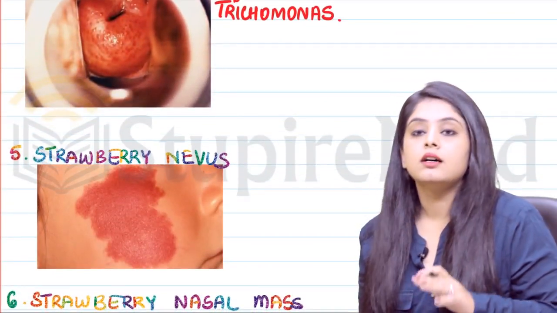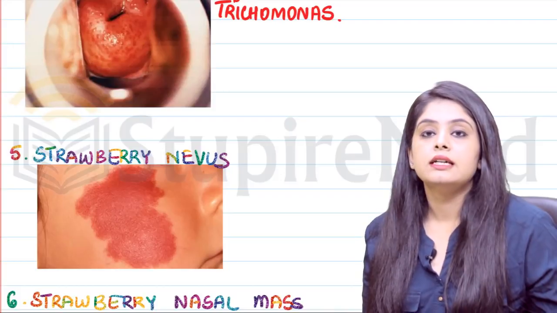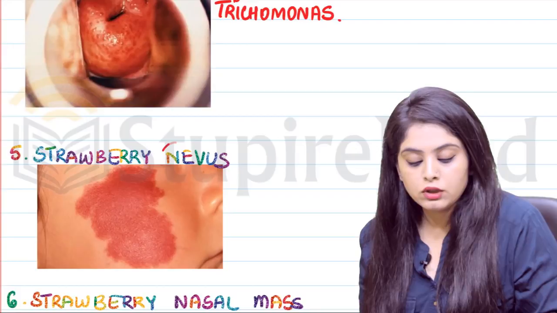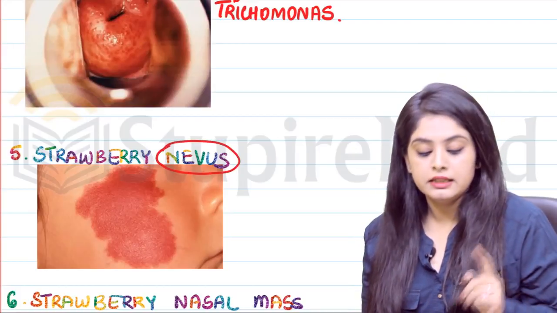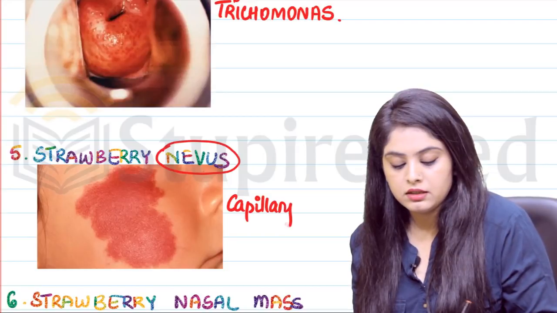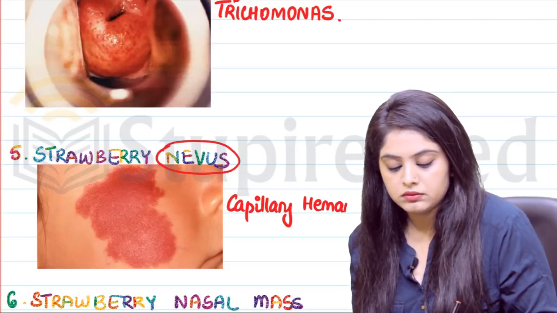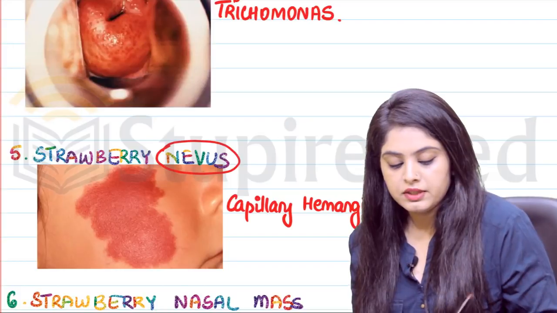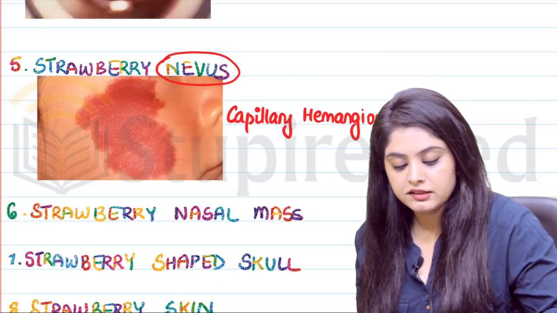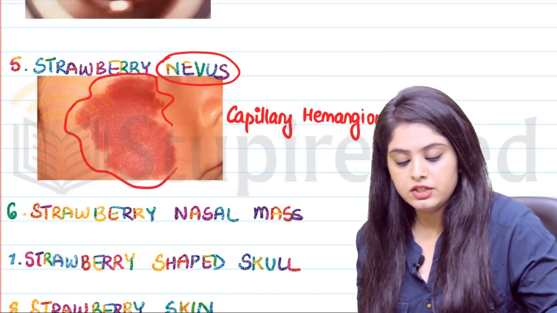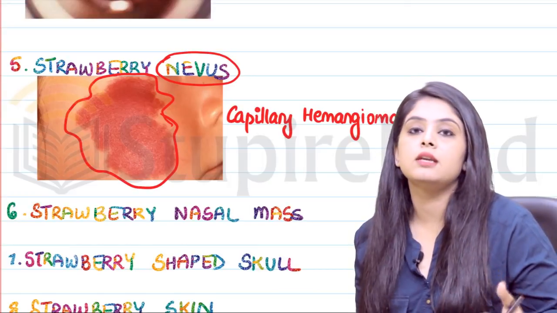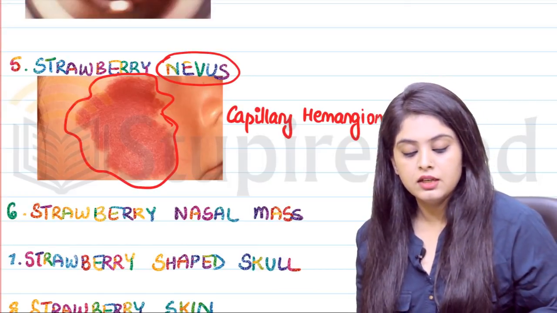Next, a bridge with dermatology. There is something known as a strawberry nevus. And students, although the name is nevus, this is actually said to be a capillary hemangioma. This is a capillary hemangioma, right? So you can see this large lesion over here on the cheek. This is a capillary hemangioma given the name of a strawberry nevus.